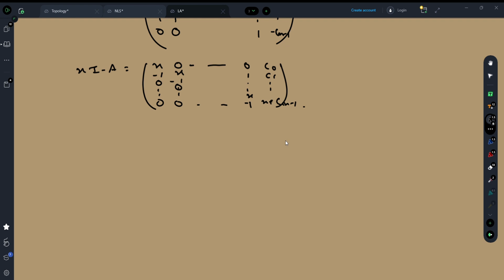Now we do a simple process. What we do is we add x times row n to row n minus 1.